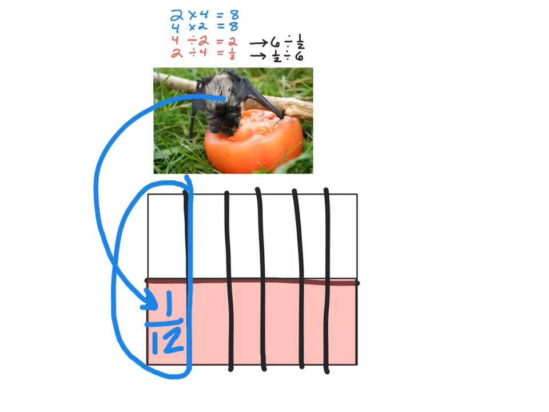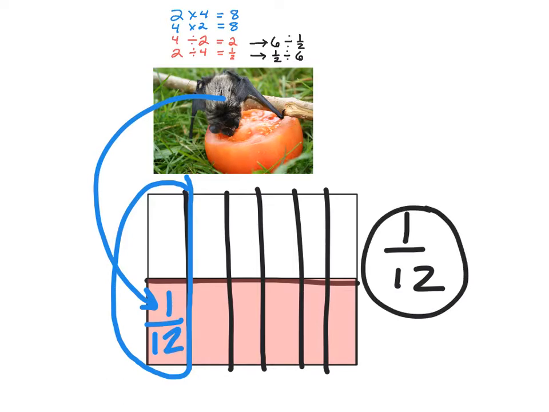So how much does Benjamin get? And how much does each bat get? Each bat will get 1/12 of a tomato. And right there, my friends, is your answer.